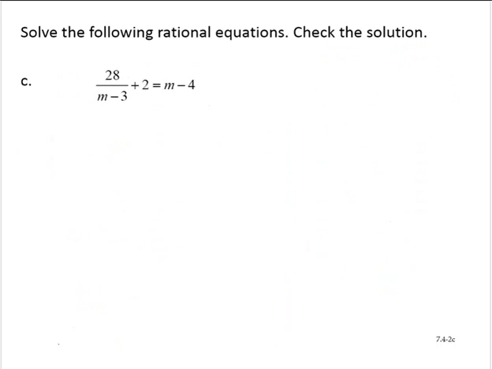Alright, exercise C, we have 28 over m minus 3 plus 2 is equal to m minus 4. Notice we have a factor of m minus 3 in the denominator, so let's note that m cannot equal 3. And let's also note that the LCD is m minus 3. So I'll multiply both sides of the equation by m minus 3 over 1, the left-hand side, and on the right-hand side, the same thing.